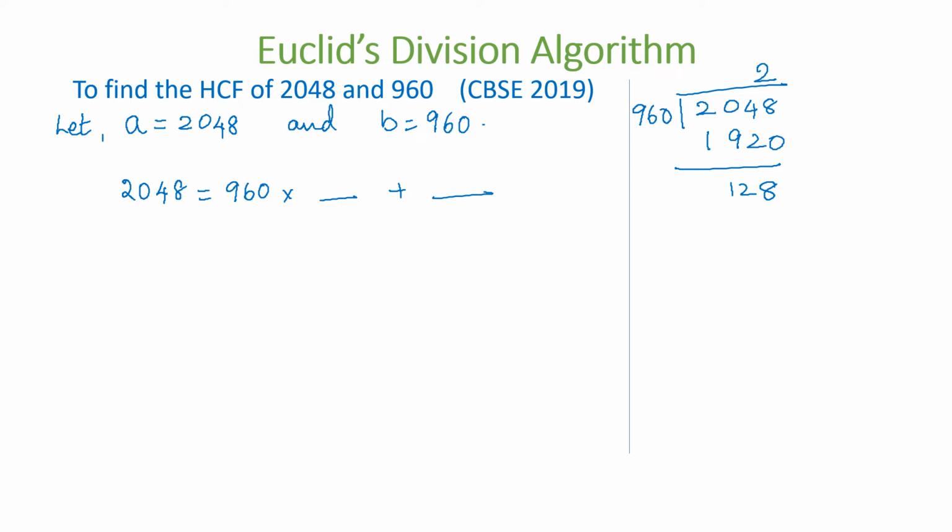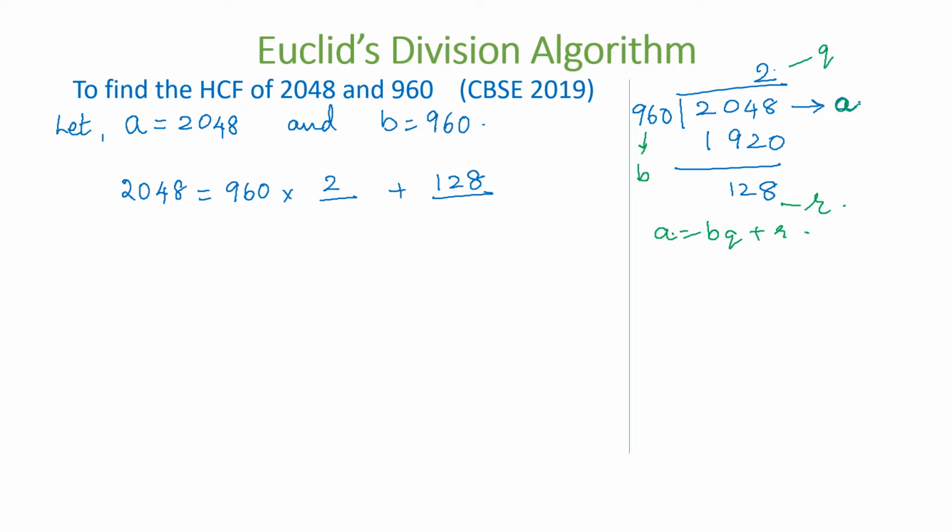So you remember I had said if this is equal to a, this is equal to b, this is equal to q, and this is equal to r, then a is equal to bq plus r. So I will write down over here 2048 is equal to 960 into 2 plus the remainder, that is coming to 128.